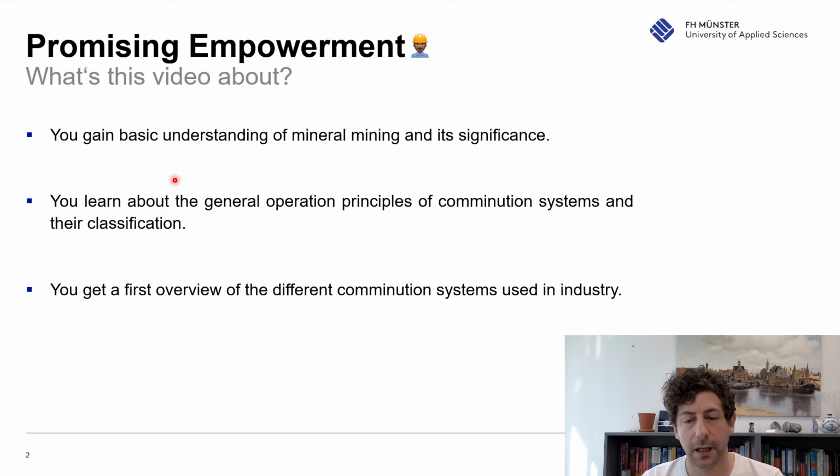Okay. I hope I will be able to deal with the word comminution, which is for me always tricky. I don't know why, but comminution, so far it works well. And at the end, you get a first overview about different comminution systems and which are used in industry. Okay, so the general principles and what kind of systems we are using.